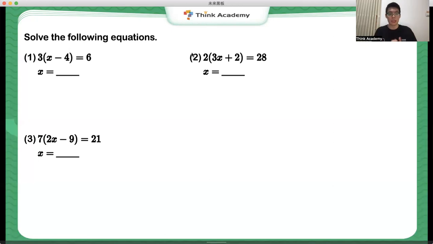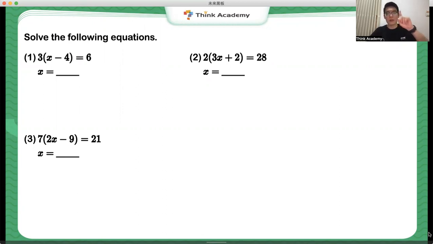So this is going to be the last question of the pure algebra. And next, after this one, we're just moving on to some word problems. So this question is involving some multiplication of brackets. But actually, there's a simpler way to solve these questions. Well, I'll show you both ways, okay?